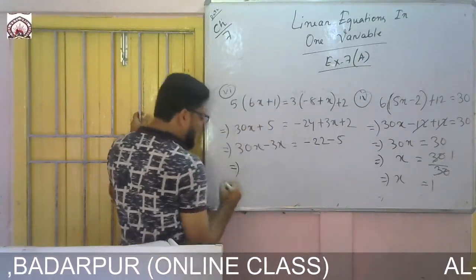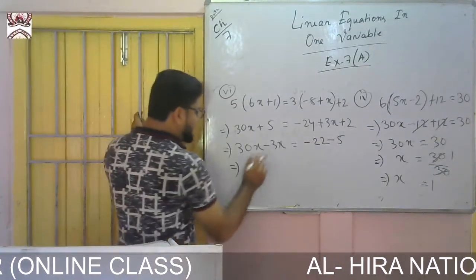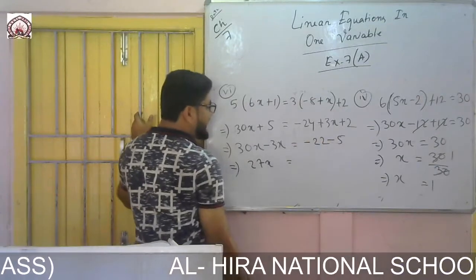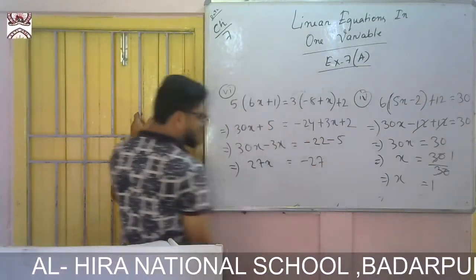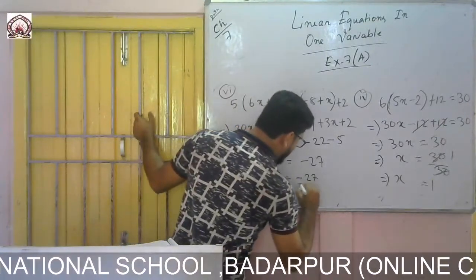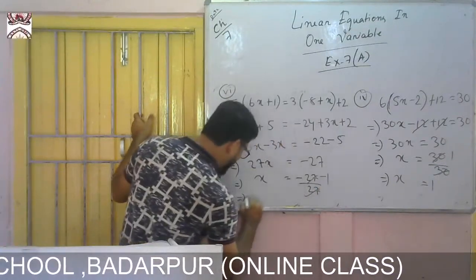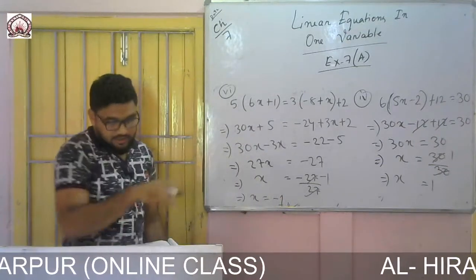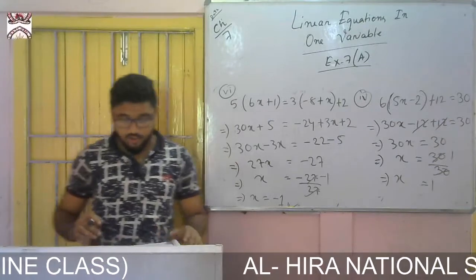Now what? This I have taken here minus. So 30 minus 3, it is 27x. Here minus minus plus, again 27, minus 27. Now x equals to what? Minus 27 by 27. If we cancel, it is minus 1. So x equals minus 1. Answer. Now come to question number 9.